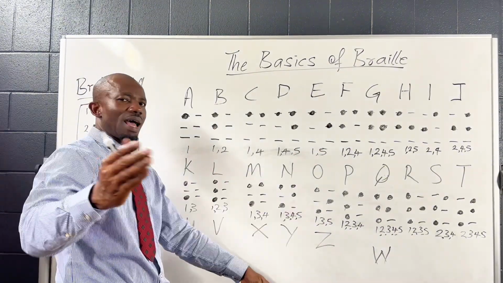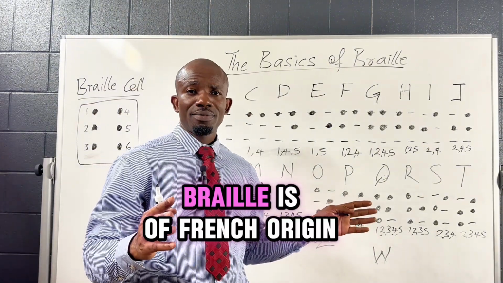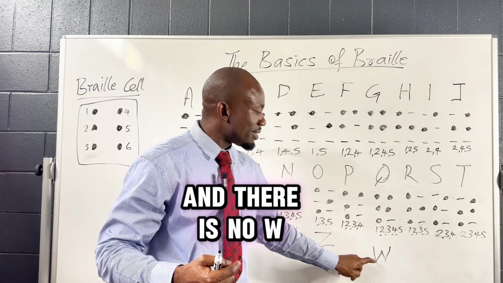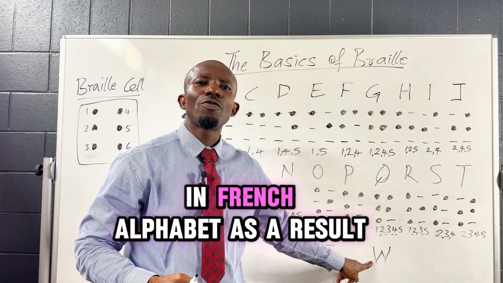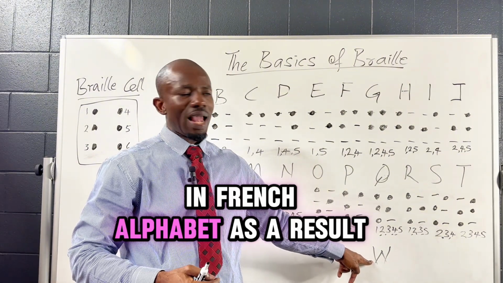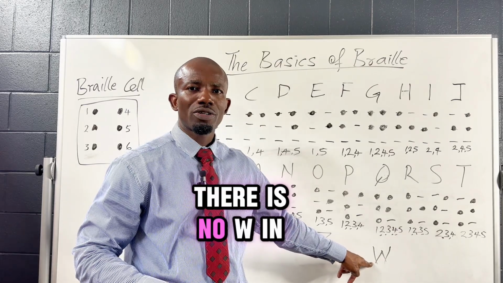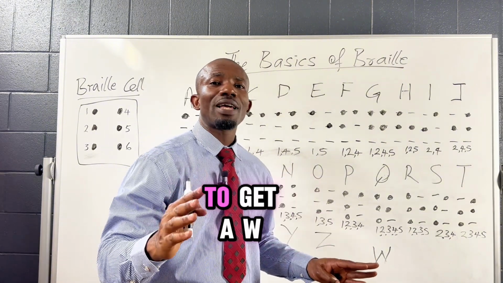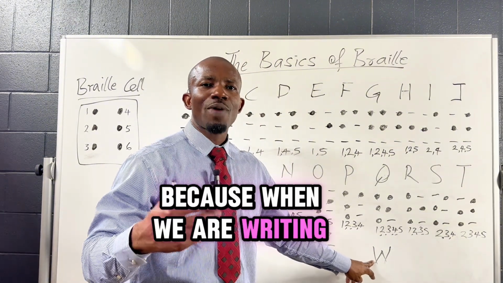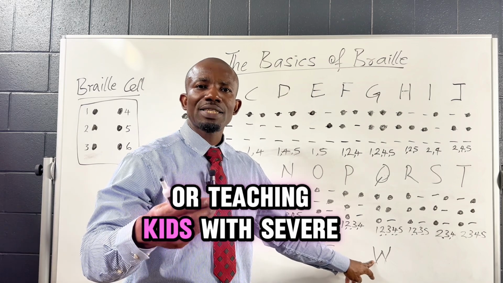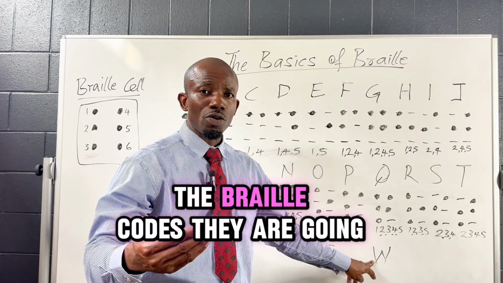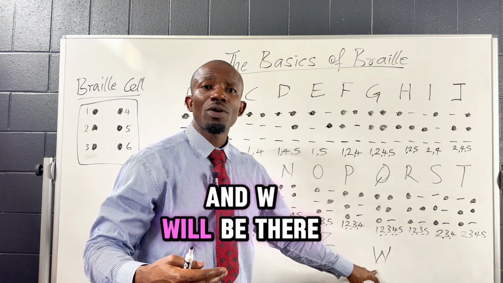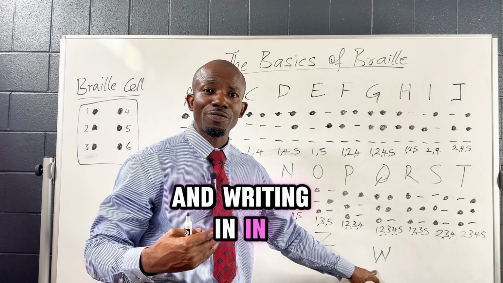W is not there. Now, this is the reason. Braille is of French origin, and there is no W in the French alphabet. As a result, there is no W in this arrangement. However, we are still going to get our W because when we are teaching kids with severe visual impairment, they are going to read and write Braille in English, right? And W will be there. They are not reading and writing in French.